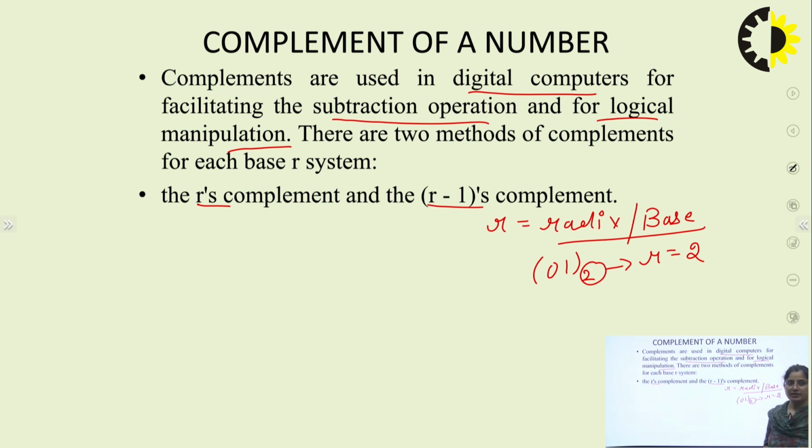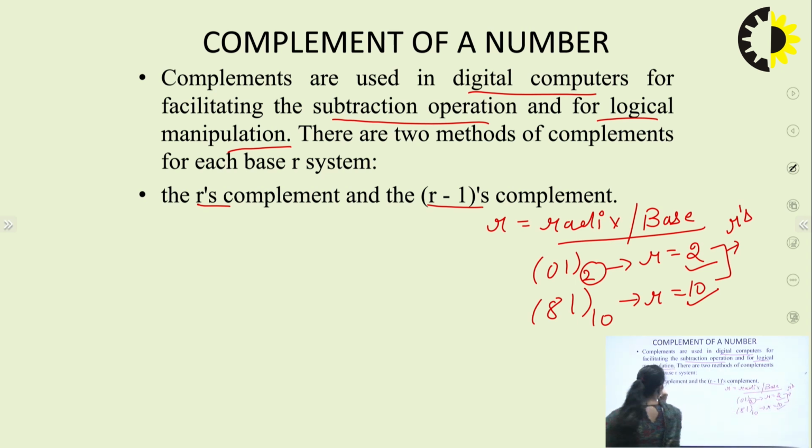We also have the decimal number system, where we have base 10, so here r is 10. So we are going to do the 1's complement of a number, the 2's complement of a number, the 9's complement of a number, the 10's complement of a number. The 2's complement and 10's complement of a number come under r's complement. So r's complement here will consist of only the 2's complement and the 10's complement.